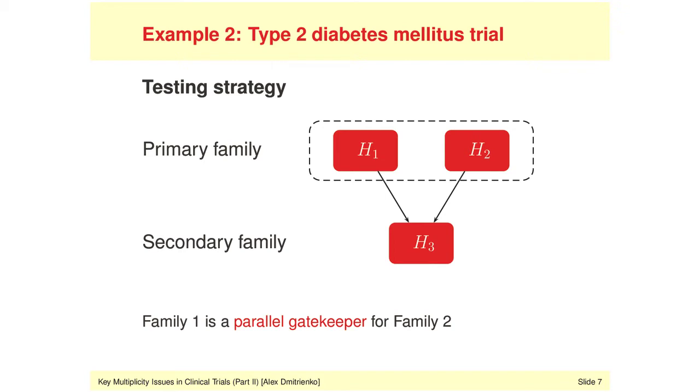In this case, there's only one hypothesis, of course, in the secondary family. And this strategy obviously enables the sponsor to build a more flexible testing algorithm, and it will potentially enable the sponsor to include the secondary comparison in the product label if at least one primary comparison is significant.